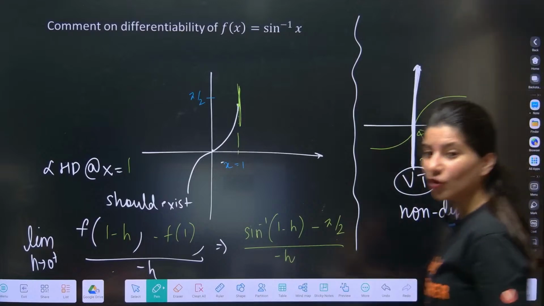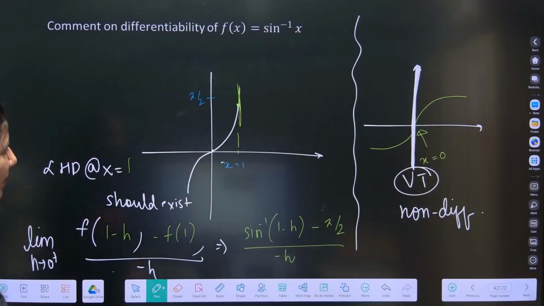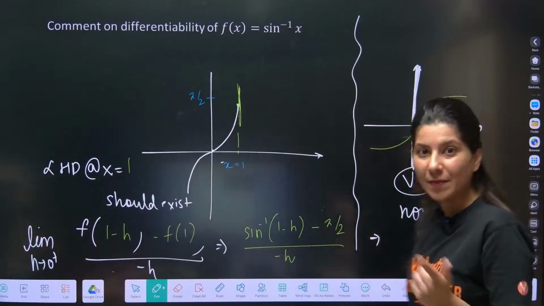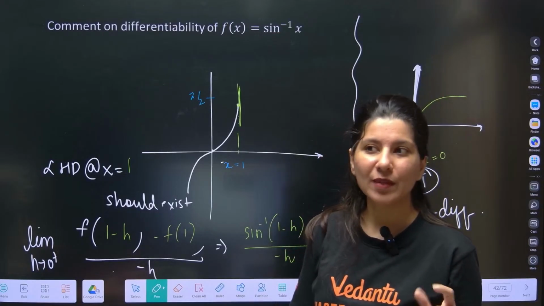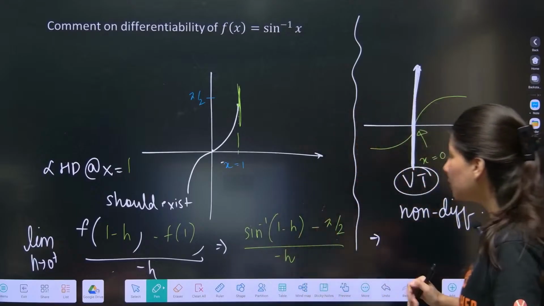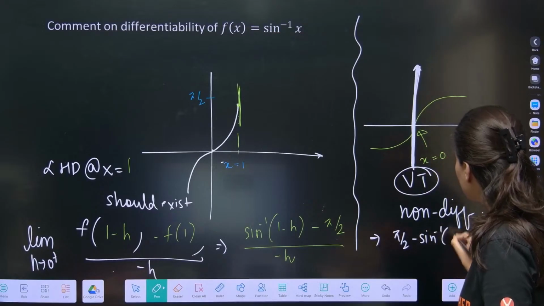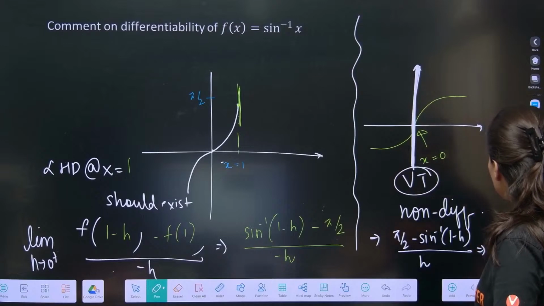Can you see 0 by 0 form? Oops, sine inverse 1 by 1 minus h. Yes. Now, do you remember that point? Pi by 2 minus sine inverse x. I am going to apply that formula. Sine inverse x plus cos inverse x is what? Pi by 2. So this is actually pi by 2 minus sine inverse 1 by 1 minus h upon h. So this is actually cos inverse 1 minus h upon h.